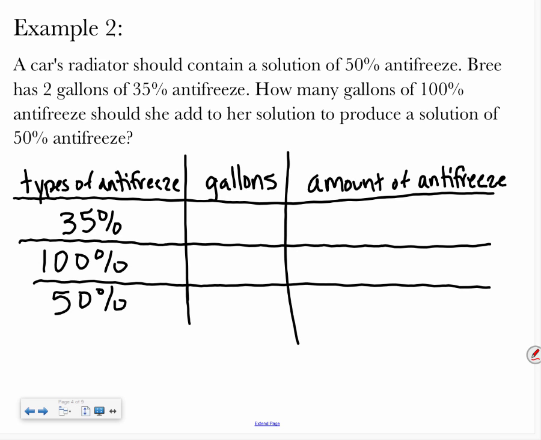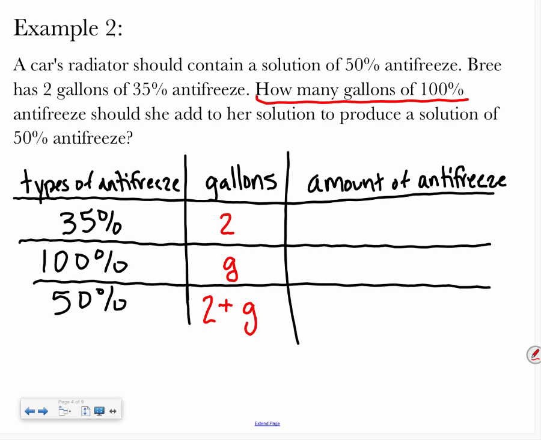Okay? So this will make sense in just a minute maybe. How many gallons of 35% solution does Bree have? She has 2 gallons. How many gallons of the 100% does she have? We don't know. That's the question. That is what we're trying to solve for. So let's put a G right there. And what about the 50% solution? How many gallons of that? That's what she ultimately wants, right? She's going to combine the gallons of 100% to get the solution of 50% antifreeze. So we're going to have the 2 gallons of the 35% plus however many gallons of the 100% solution. So we put 2 plus G.